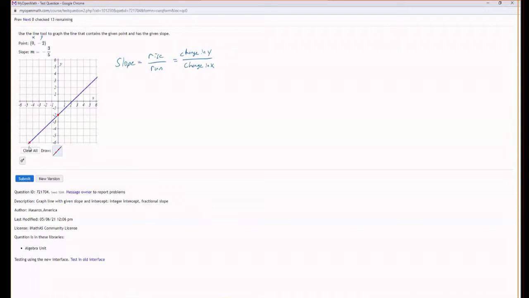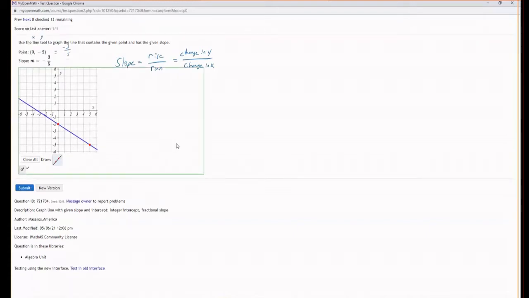And then what I'm going to do is think of my slope. When there's a negative out in front, just think of that negative as being in the numerator. Okay, so from my starting point, I'm going to say, okay, go down 3 and over by 5. And that gets me another point. Okay, so we just follow the slope, amount up or down, and then the amount to the right.